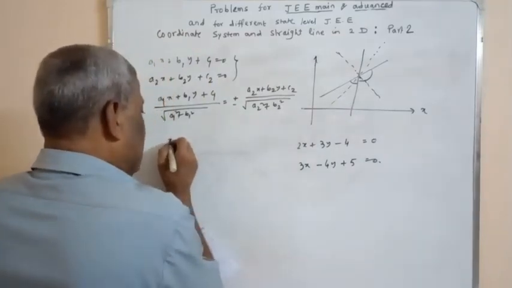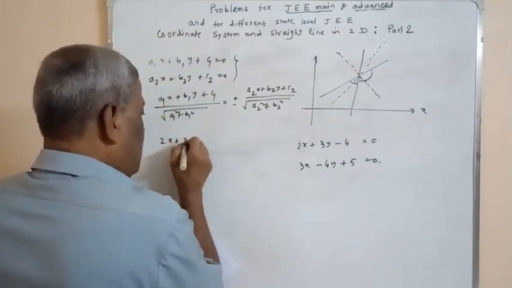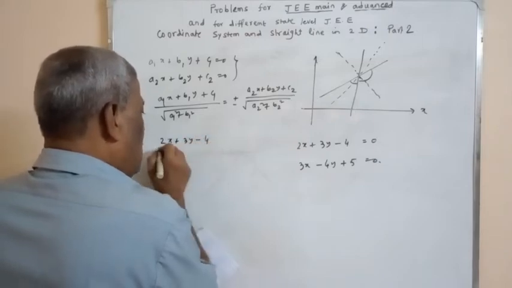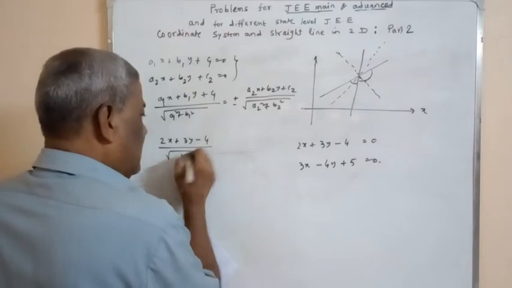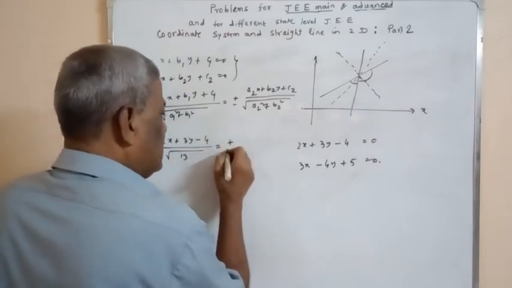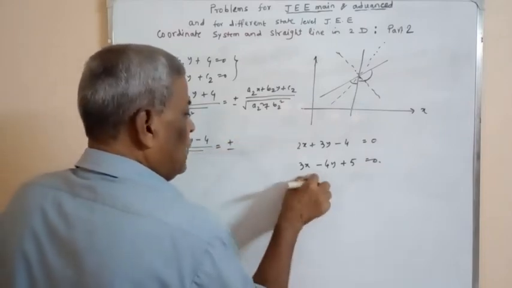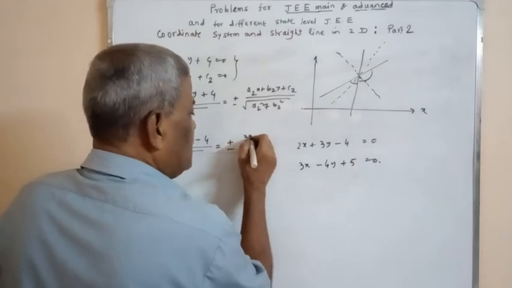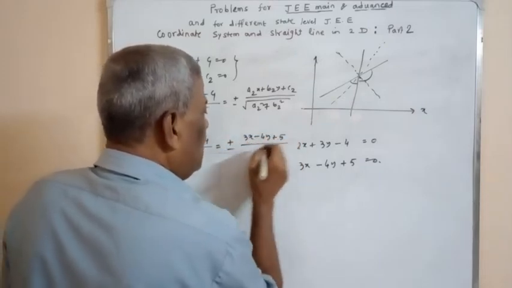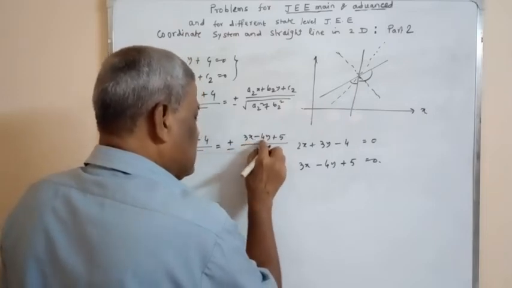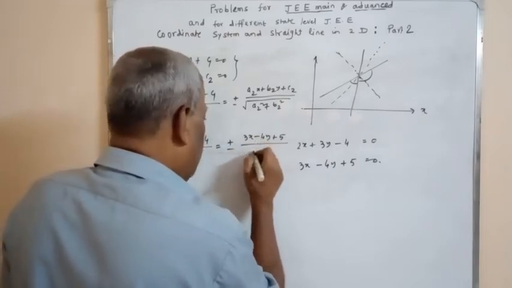The equation of bisectors is 2x plus 3y minus 4 by root over of 4 plus 9, that is 13, is equal to plus minus the second one, 3x minus 4y plus 5 by root over 9 plus 16, 25, that is 5.